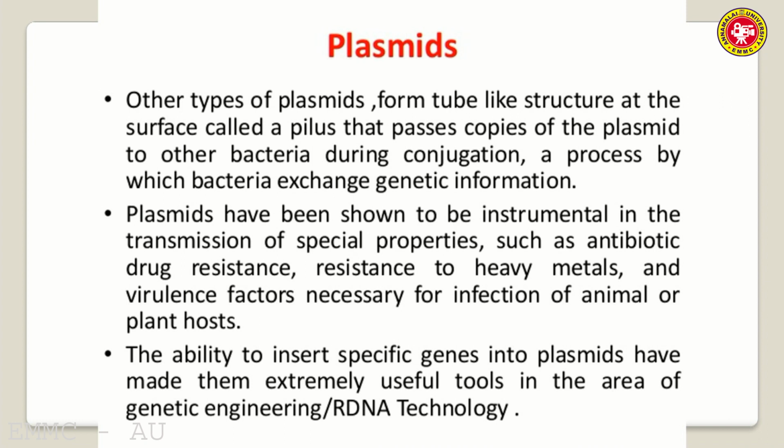The other type, like a pilus, is also present in the bacterial cell. It is called sex pili. Sex pili are involved during conjugation, transmitting the genetic material from one cell to another cell. Plasmid is an instrumental genetic material. It transmits genes from one cell to another by the use of the conjugation tube.